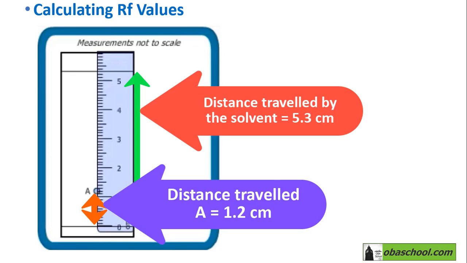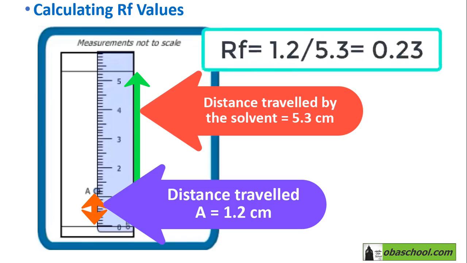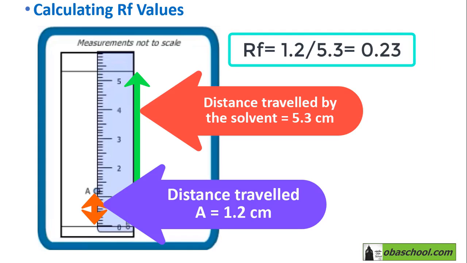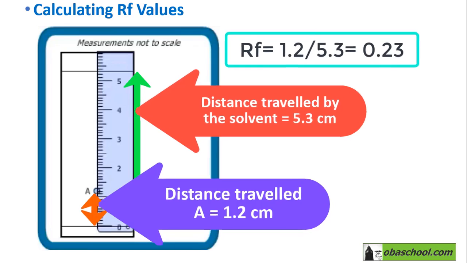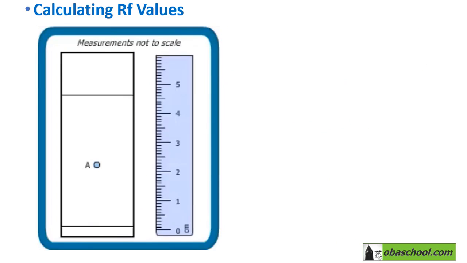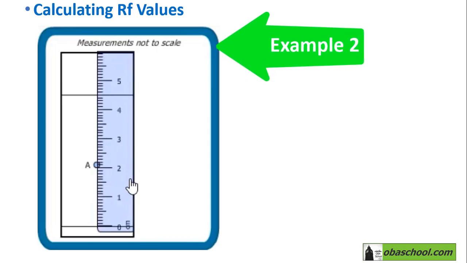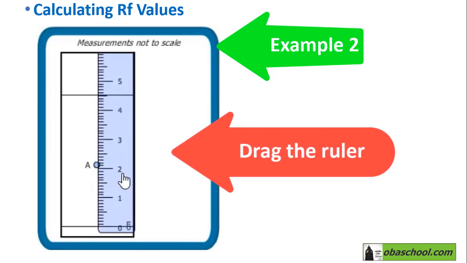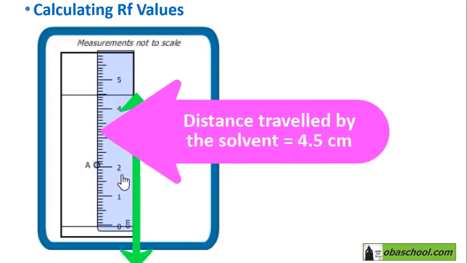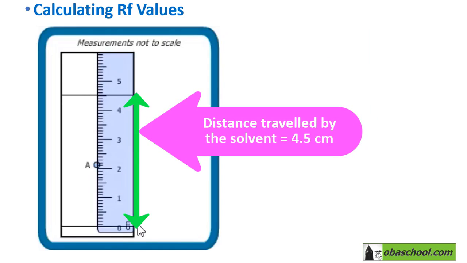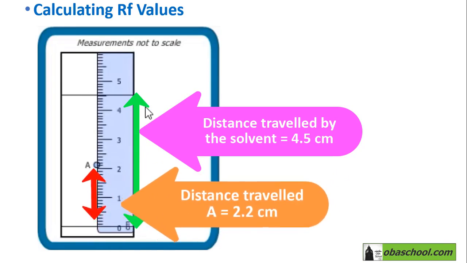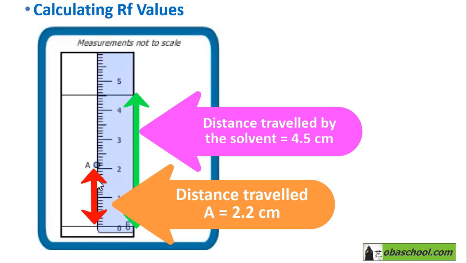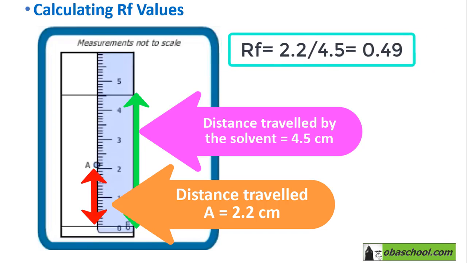If we divide them, so if I divide 1.2 over 5.3, I will get the RF value, which is 0.23. Now, let's take another example. Again, we drag the ruler. We're gonna measure the distance of the solvent, and here it is 4.5 centimeter, and the distance traveled by point A is 2.2 centimeter. If we divide them, you will have 2.2 divided by 4.5, then you will get a retention factor equal to 0.49.